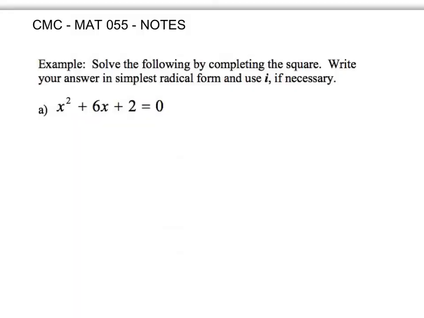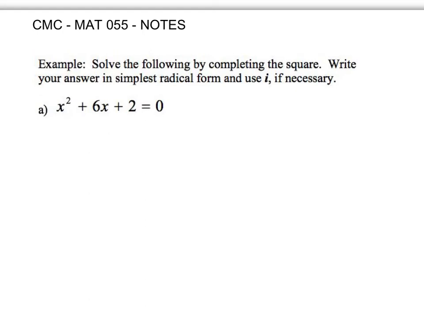All right, so let's take a look at this next page. On this problem, we want to solve the following by completing the square. We want to write our answer in simplest radical form and use i if necessary. Now, what I want you to notice about this quadratic is that we can't just solve it by factoring. That's the first thing you look for. Can you factor this? Two numbers that multiply to 2 but add to 6, that's not going to work. Those numbers are just 2 and 1, and then you should get 3 here. So because this isn't 3, this can't be factored, essentially.